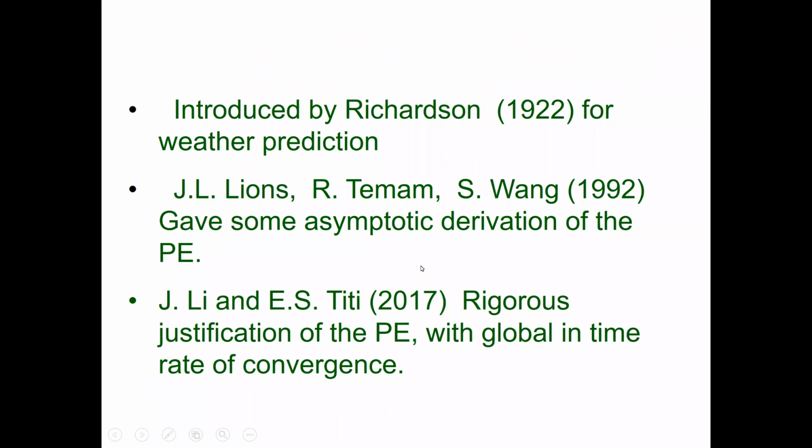This model was introduced by Richardson for prediction of weather in 1922. And Lions, Temam, and Wang gave some asymptotic derivation of the primitive equations. Then the result I'm going to talk about is the result with Jin-Kai Lee. In 2000, we gave a rigorous justification of the derivation of the primitive equations from the Bénard convection or Boussinesq approximation, taking into account that the aspect ratio is going to 0.